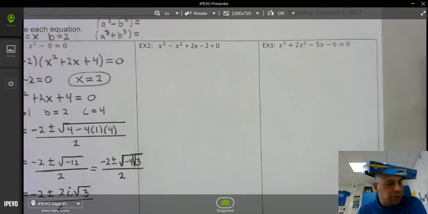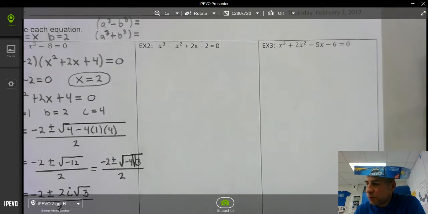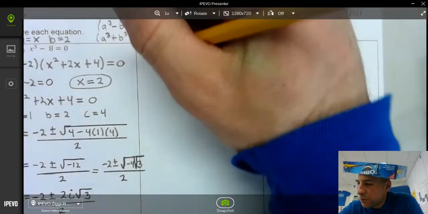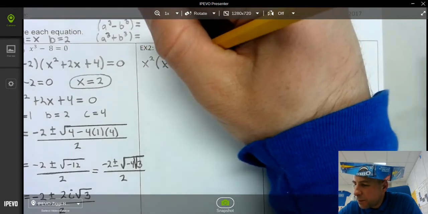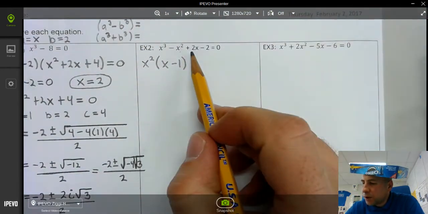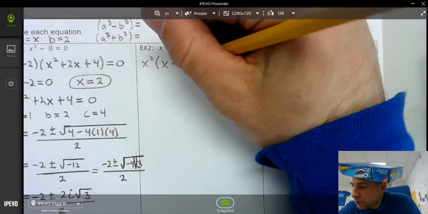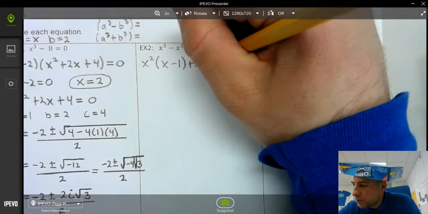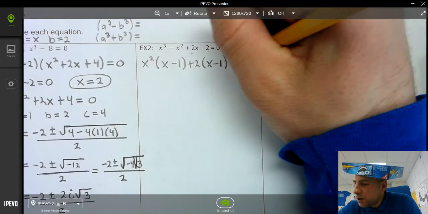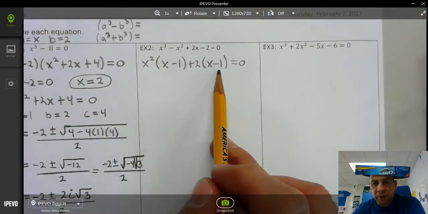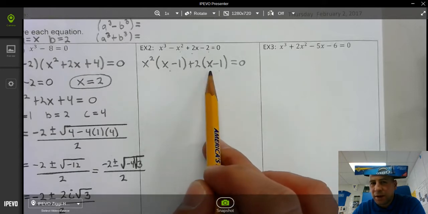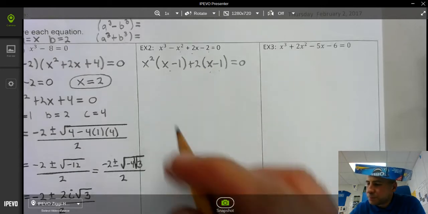All right, now this one looks like we can factor by grouping. So I see that I can factor out an x squared from the first two terms, so I'm left with x minus 1. And it looks like I can factor out a 2 from both of those terms, so it's plus 2, which leaves me x minus 1 equals 0. Now we know we factored by grouping correctly because we have x minus 1 here. If these aren't the same, then it's not factored by grouping.